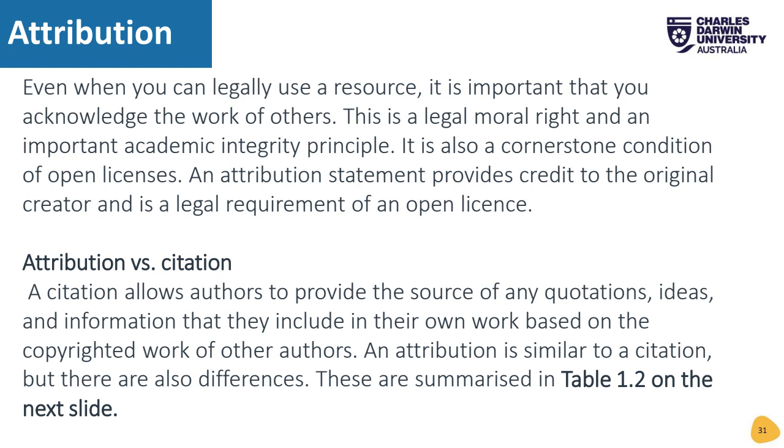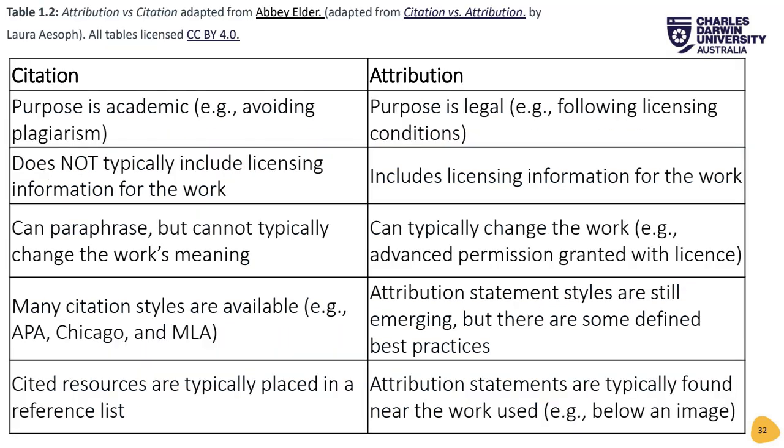So there are two concepts, attribution versus citation. A citation allows authors to provide the source of any quotations, ideas, and information that they include in their own work based on the copyrighted work of other authors. An attribution is similar to a citation, but there are also differences, and these are shown in Table 1.2 on the next slide. So the table here shows us the differences between citation and attribution.